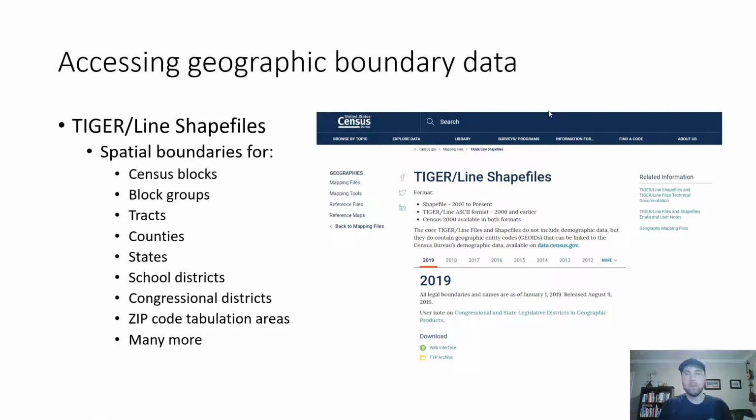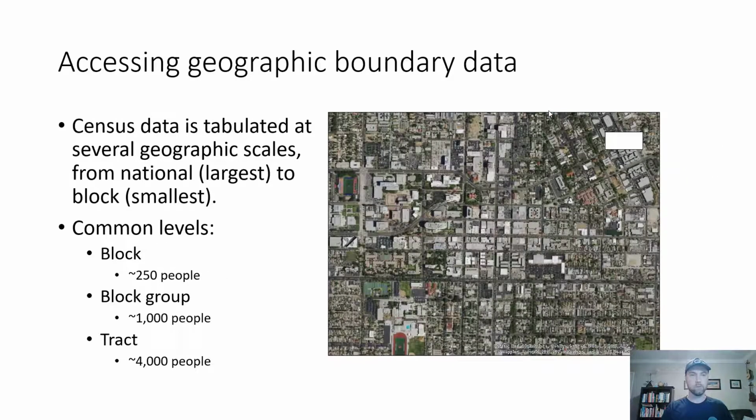All right, so different spatial geographic boundaries that are available. Census blocks, which are the smallest foundational unit that the census tabulates data to. Block groups, which are aggregations of blocks. Census tracts, which are aggregations of block groups. Counties, states, school districts, congressional districts. Zip code tabulation areas, which are basically just representations of zip codes, and many other ones. Tribal areas, metropolitan statistical areas. There are countless geographic areas that correspond with those tabular data files.